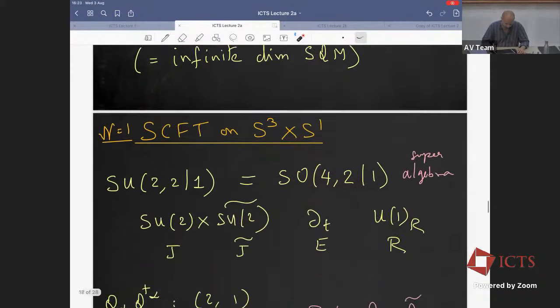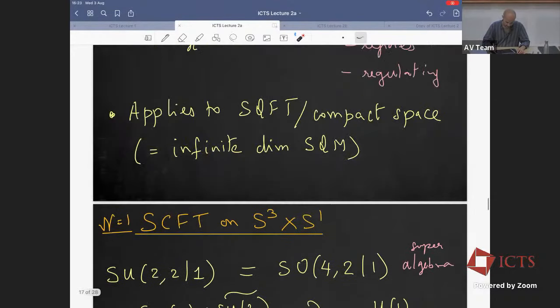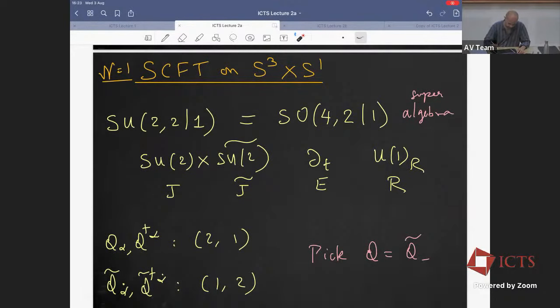Okay. Now, let's apply this formalism to what we want. So, N equal to 1 superconformal field theory on S3 times S1. The superalgebra is SU(2,2|1), which is the same algebra as SO(4,2|1). And you see that this is the AdS5 superalgebra or CFT4 superalgebra. And that has an SU(2) times SU(2).